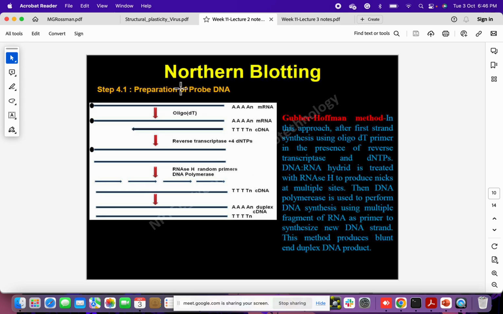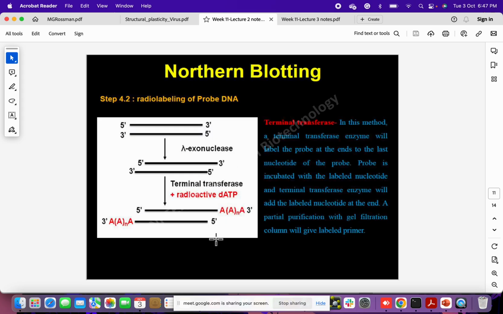In this approach, after first strand synthesis using oligo dT primer, so this is basically preparation of probe DNA. Here you are using oligo dT not for binding but as a primer in the presence of reverse transcriptase and dNTPs, because you are synthesizing the cDNA. Then the DNA-RNA hybrid is treated with RNase H to produce nicks at multiple sites. Then DNA polymerase is used to perform DNA synthesis, using multiple fragments of RNA as primers to synthesize the new DNA strand. This method produces blunt-ended duplex DNA product.